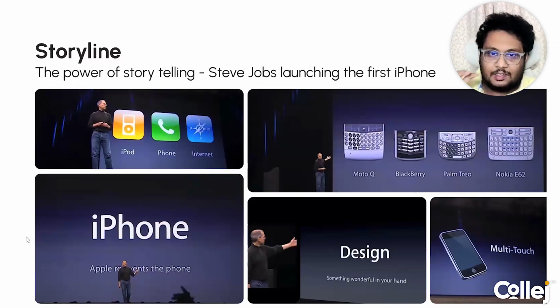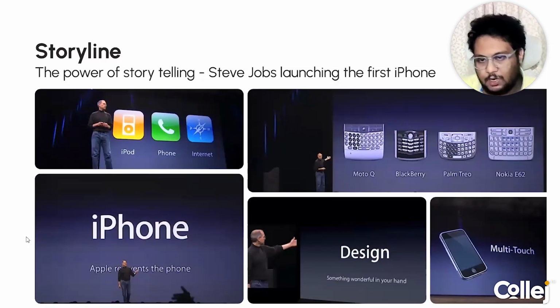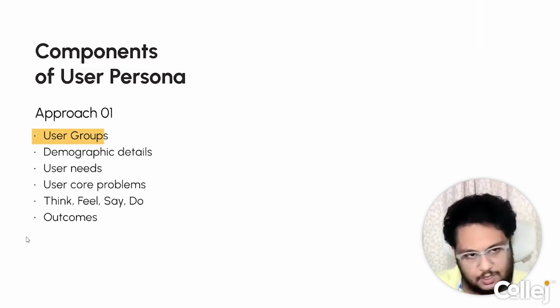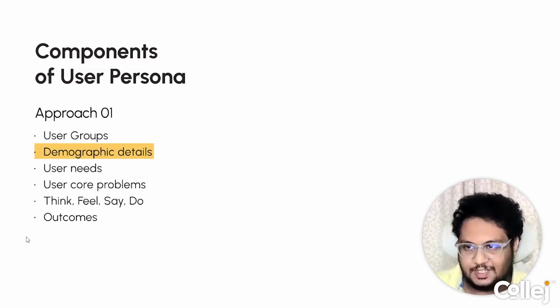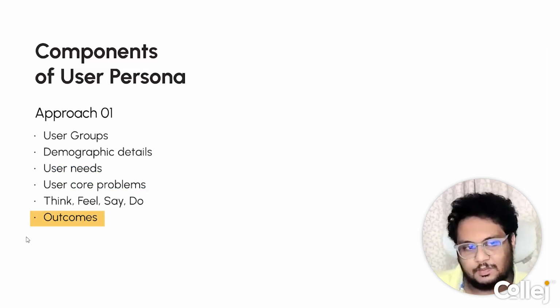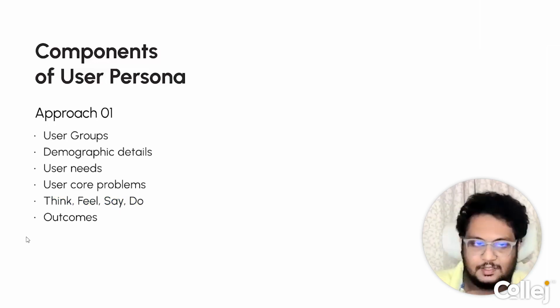Now, if you look at all the contextual things that we have discussed, like how and what problem to include, if we translate the same things into user personas, right? User personas generally have these components: we have user groups, we have demographic details, we frame user needs, user core problems, and then we derive outcomes. And also we do think, feel, say, and do just to empathize with these things.